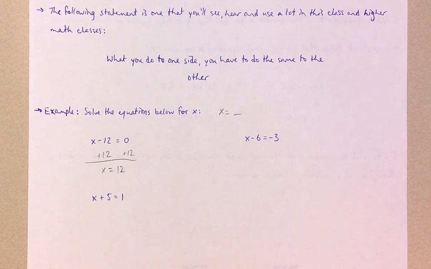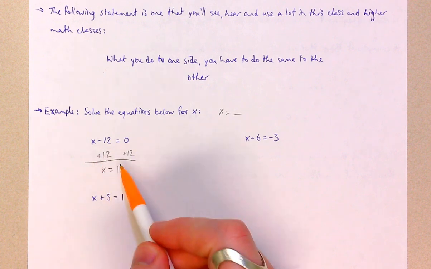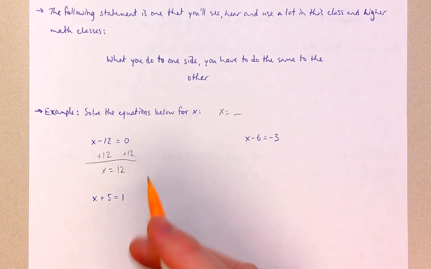So that's all this is. Very basic, very straightforward use of the adding property of equality. You can add or subtract something from one side, and whatever you do to one side, you have to do to the other.